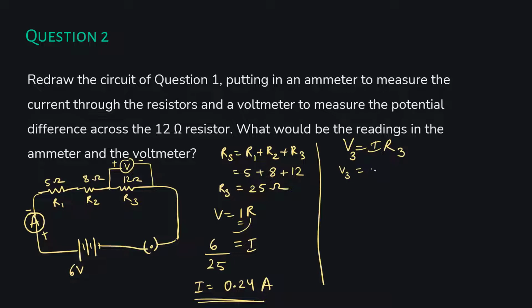We know I is 0.24. And what is R3? Our R3 is 12 ohm. Right? So when we do 24 into 12, it comes out to be 288. We put a decimal here, 2 places. So the reading of the voltmeter will be 2.88 volts. Great. We've solved this question also.